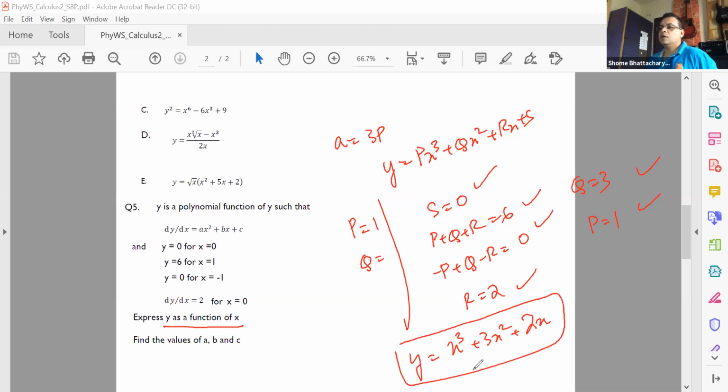Okay, sir. Okay, now differentiate this if you want, or just compare with these equations, that A is 3p like that. So if you differentiate, you can see this is 3x square plus 6x plus 2. You can also see that A's value is therefore how much? 3. B's value is how much? 6. And C's value is also 2.